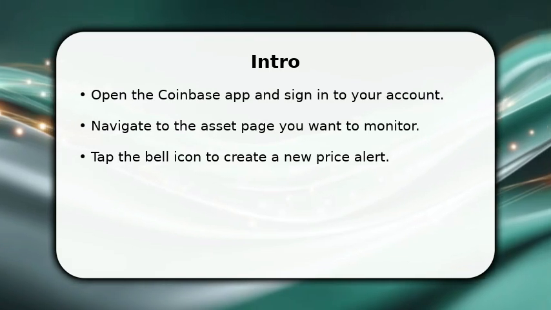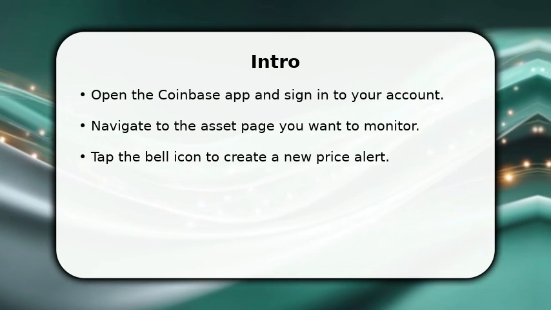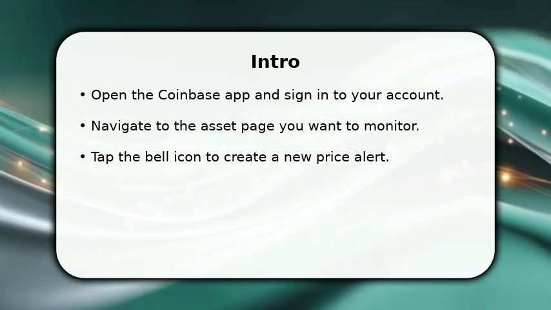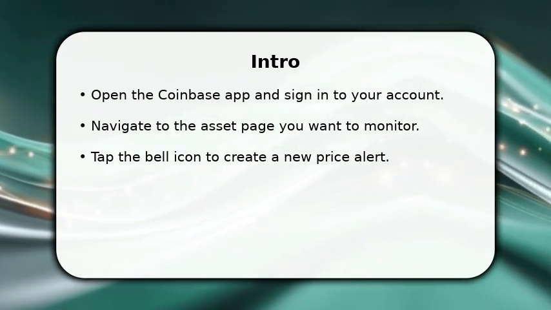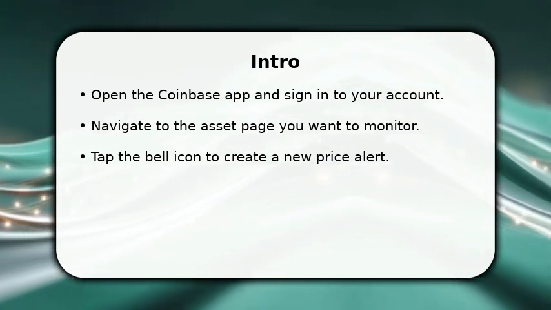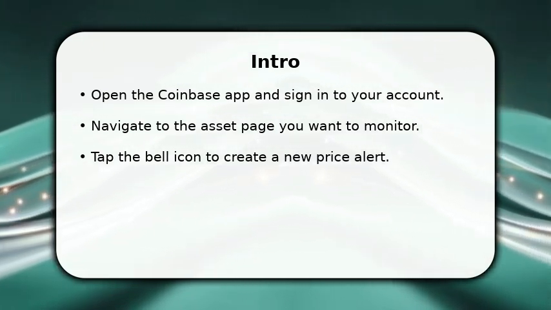In this video, I will explain how to set up price alerts on Coinbase, a full guide. Open the Coinbase app and sign in, then pick the crypto you want to track and tap the bell icon to add an alert right away. Choose a target price or percentage change, set notification preferences, and confirm. I'll walk you step by step so you can catch moves without watching charts constantly.